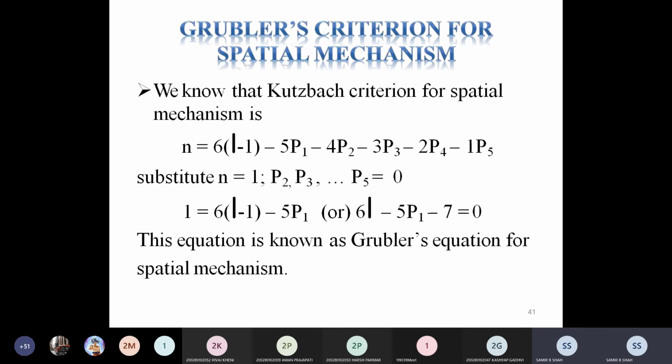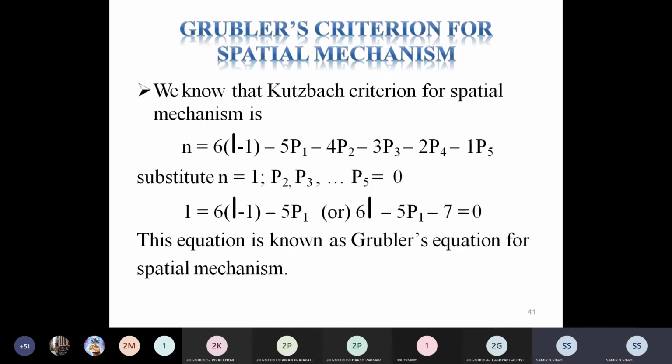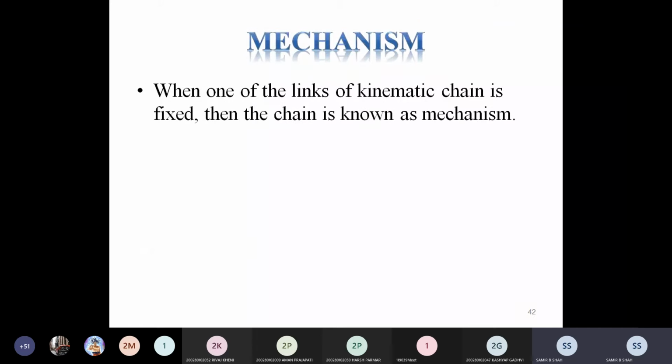In the same way for the spatial mechanism, definitely we have to apply the same thing, where n is equal to L and H is equal to 0. So the equation we get for spatial mechanism is 6L minus 5P1 minus 7 is equal to 0. Where does it come from? You can just refer to this equation, which is not in the syllabus, but as per knowledge point of view it is important. That's why I added the equation.